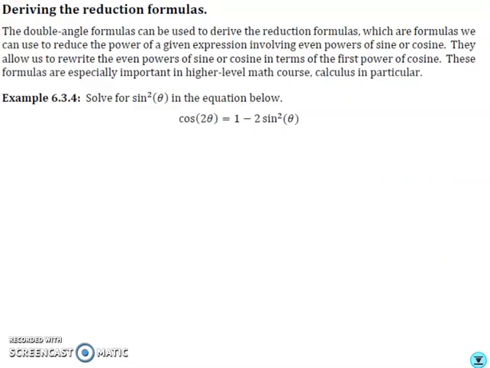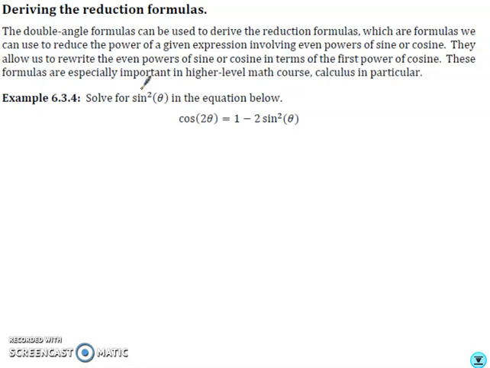Moving on, we are going to talk about deriving reduction formulas. So double angle formulas can be used to derive what we call reduction formulas. These are used to reduce powers of a given expression involving even powers of sine or cosine. So that would be something like sine squared, sine to the fourth, sine to the sixth, etc. Even powers of sine or cosine. They allow us to rewrite those even powers in terms of just a first power.